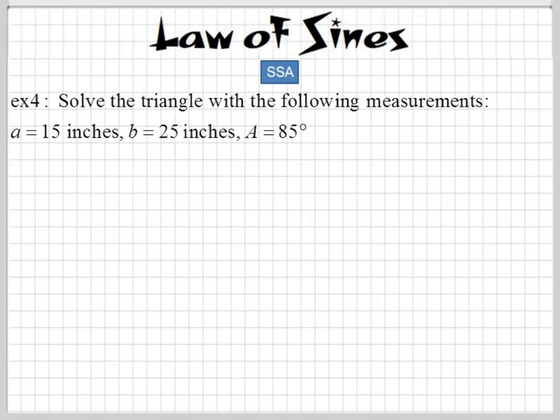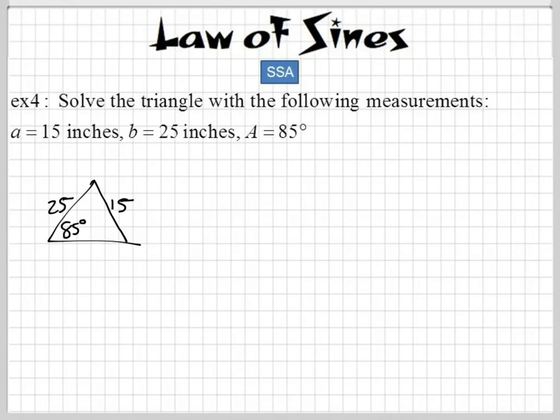So here we draw the same thing that we've done before. We have our angle. It gives us an angle at 85 degrees. And then it gives us the A side. It's 15. And this is 25. Now keep in mind, I'm just drawing this so we have a picture. I don't know if this triangle actually exists.